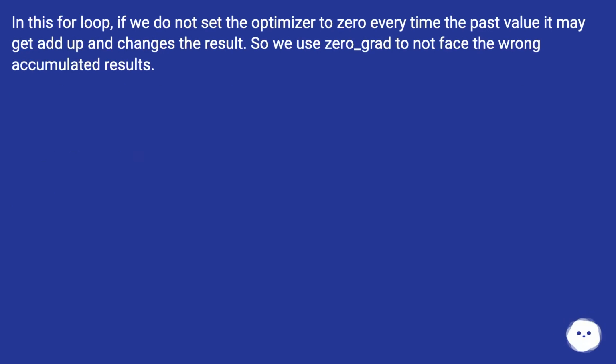In this for loop, if we do not set the optimizer gradient to 0 every time, the past value may get mixed up and change the result. So we use zero_grad to not face the wrong accumulated results.